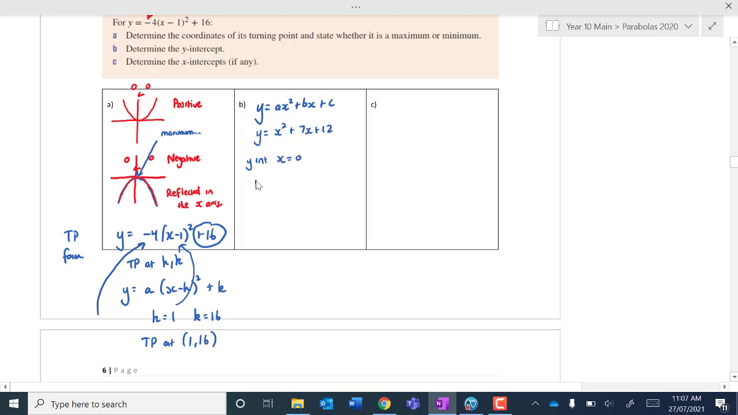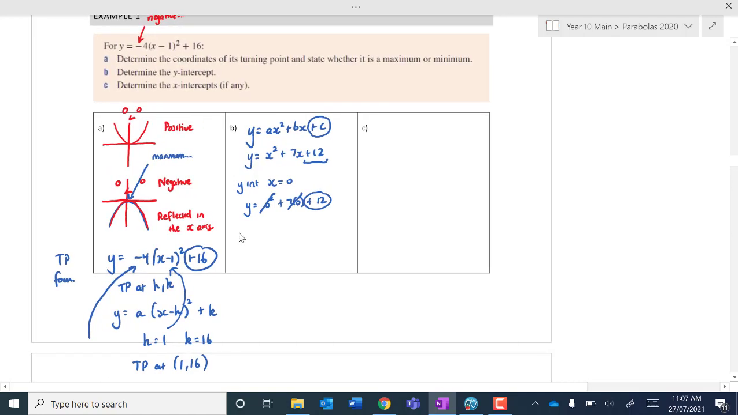But if x equals 0, then that's 0 squared plus 7 times 0. Clearly that's 0. And then it's just this plus 12. It's just this constant, which is the c part. Now, it doesn't work for this. So obviously here the y-intercept would be 12. It doesn't work because in this case it's already in turning point form. So notice in turning point form, yes, the same still applies. The y-intercept is when x equals 0.